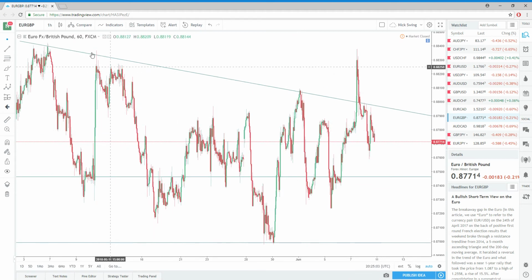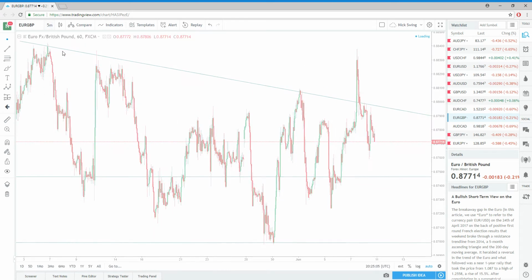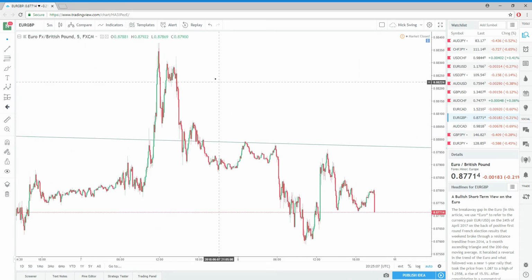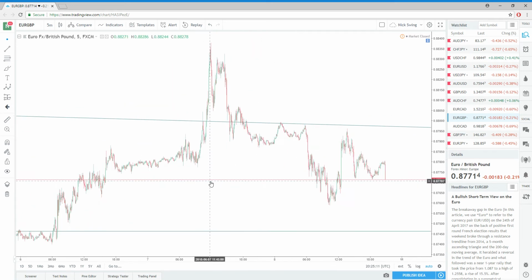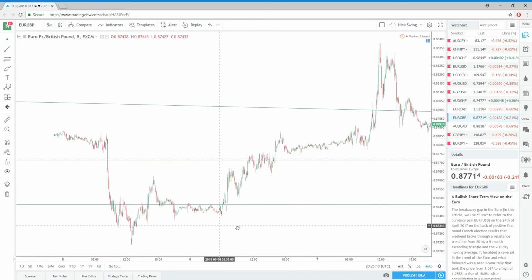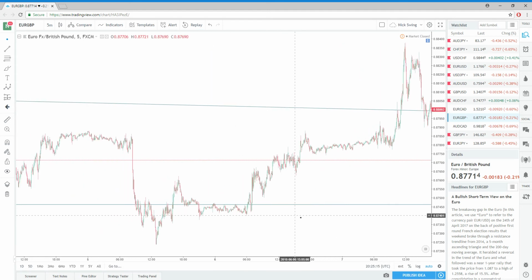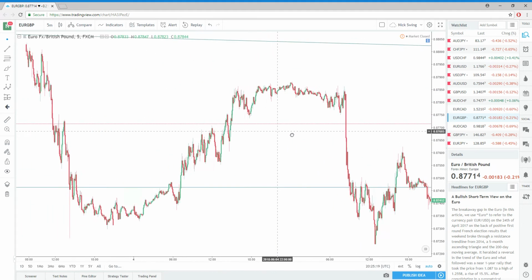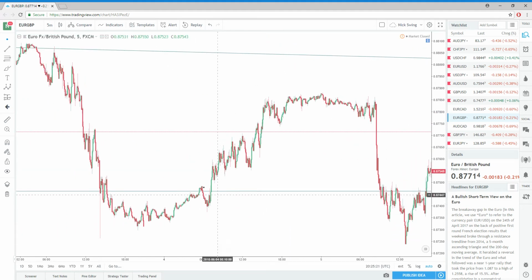I don't see any clear pattern here. Let me go to a different time frame, see if we can see something more clear. So I don't see anything clear here. Let's see if we can find something that happened maybe a while back. This looks just really choppy. I could see this right here.